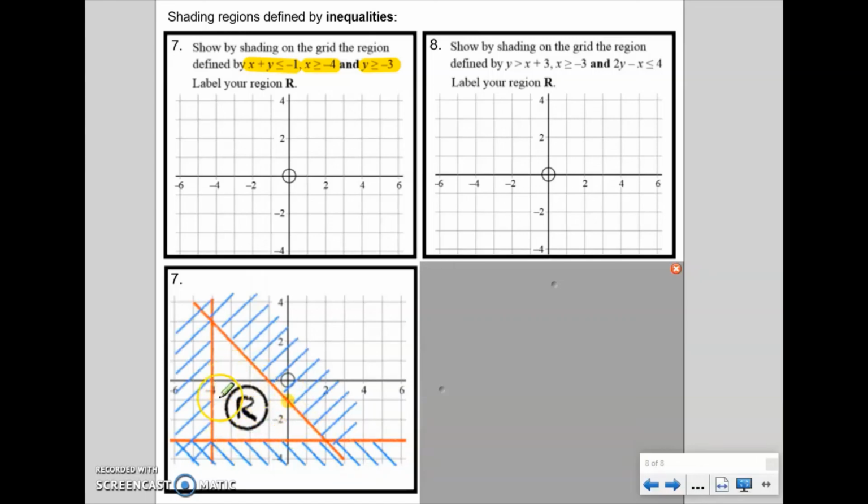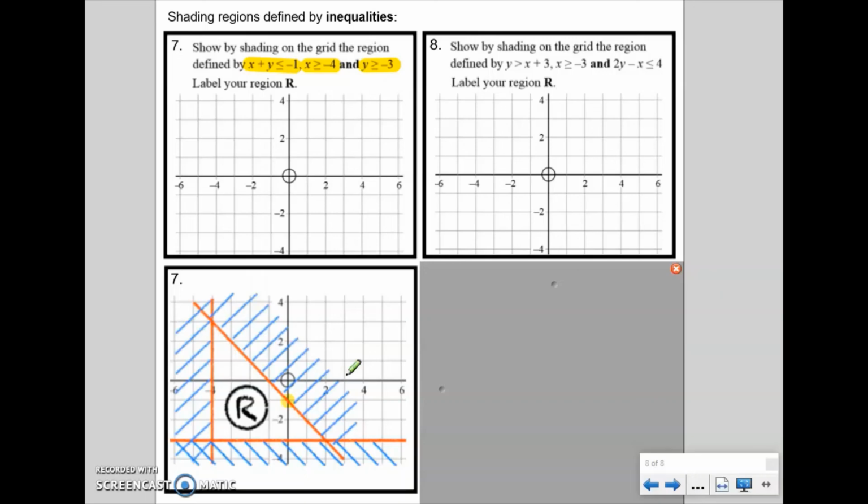Then I'm looking for the region that's enclosed by all three inequalities. The region that satisfies all three inequalities is this white region here. All my unwanted regions are shaded in to show that they're not included. They do not satisfy the inequality.